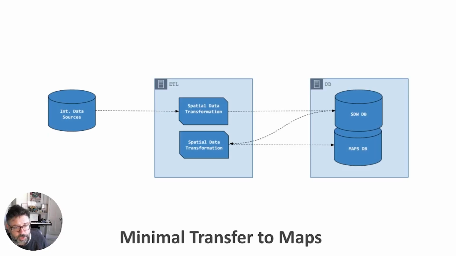So previously we had two spatial data transformations, taking the same data from internal data sources to both databases. You might also do this method: you might move it into the SDW first, and then take it from there into the maps database, and that would be performed by the ETL. The ETL is the only part of the iShare infrastructure that has information about both databases, and that's stored in your internal network, so it's safe. What you could do here, once it's moved into the SDW, is do some processing on it and then transfer it to maps. We've got an example of this coming up.